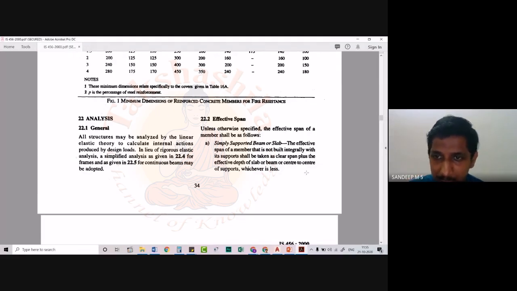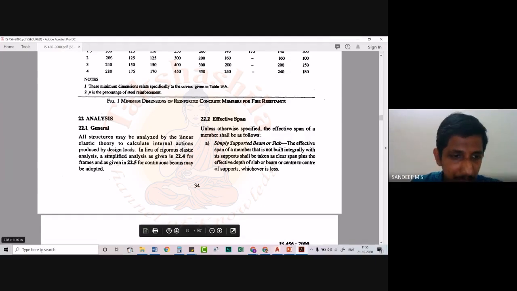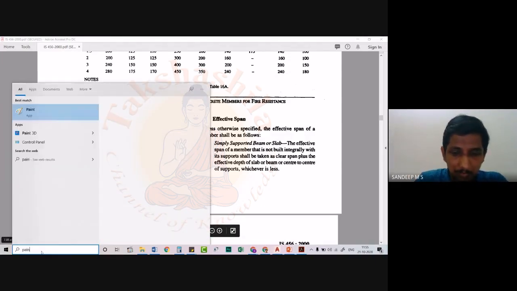So there are two conditions actually. It is to be taken as the clear span. What do you mean by clear span? Right now you will be in a position to tell me about that. What do you mean by clear span? Let's keep one more thing here.